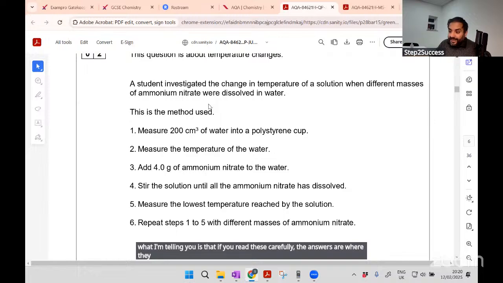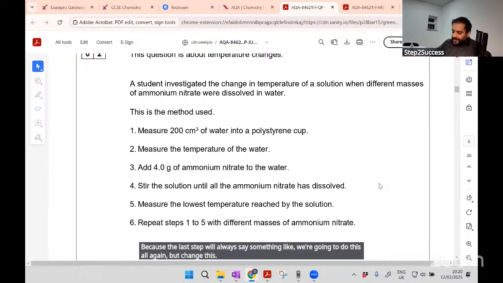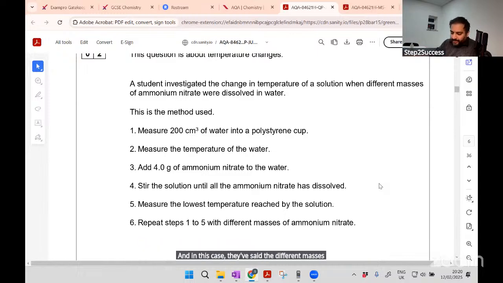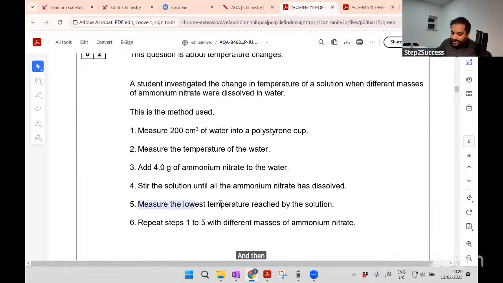Another place where you'll find the independent variable, when they give you these steps, is in the last step, because the last step will always say something like, we're going to do this all again, but change this. In this case, they've said the different masses of ammonium nitrate. So that would be the independent variable. And whenever it says measure, that's where the dependent variable is, right?